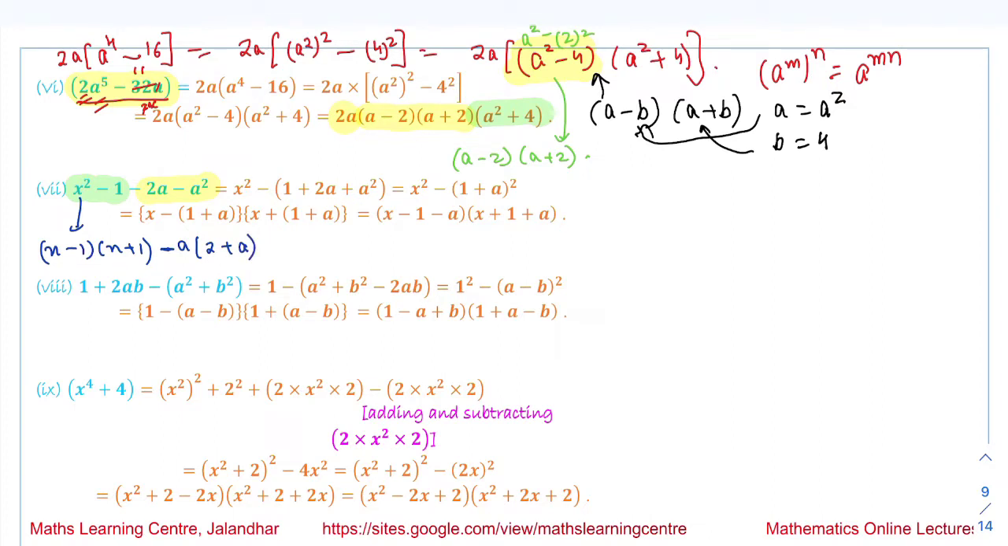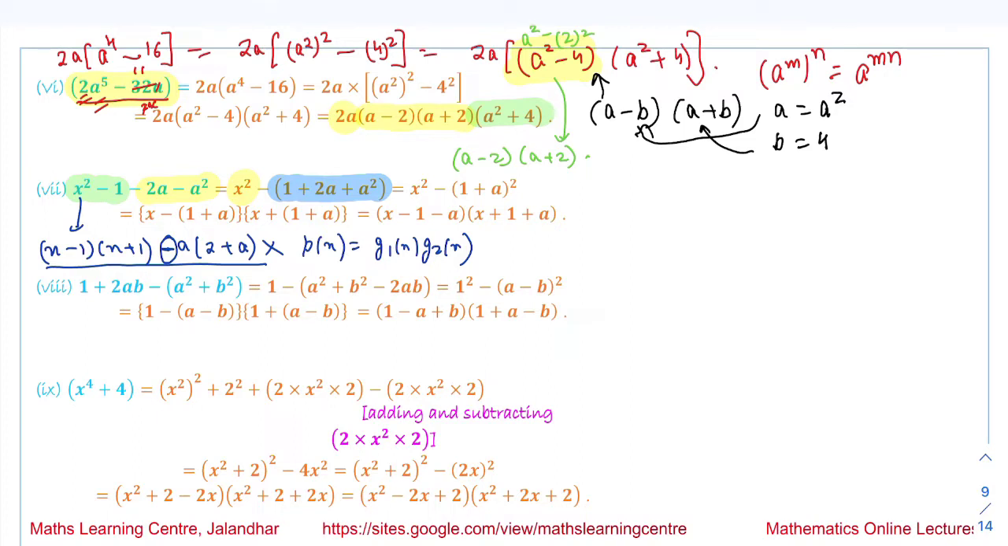And what we see is that we do not arrive at any answer. This is not of the form we need. We have to write p(x) as some g1(x) into g2(x), but there is a negative sign over here, so this is not basically the factorization. So what we are going to do in this case is group the terms differently: we write x square separately and 1 plus 2a plus a square separately.